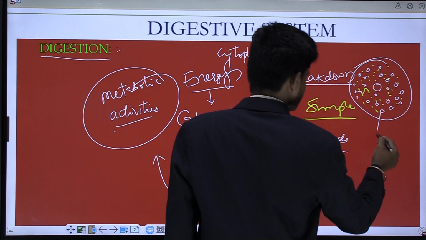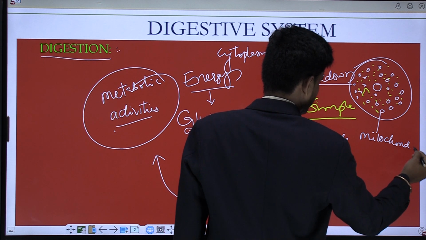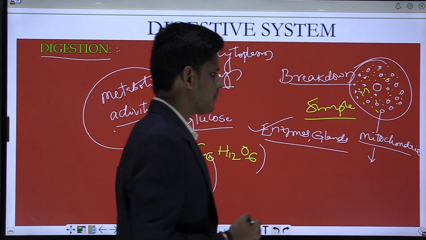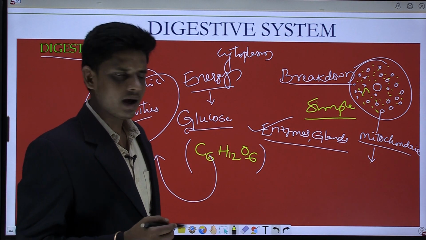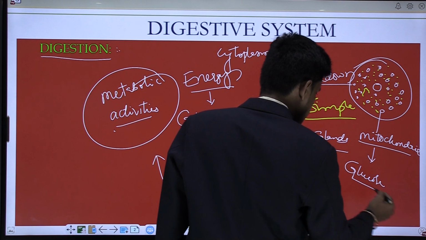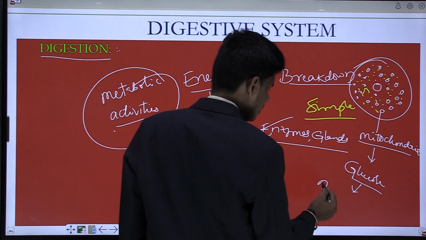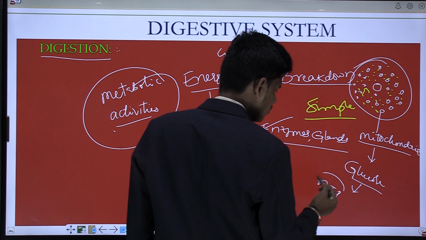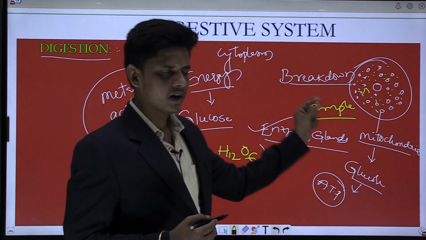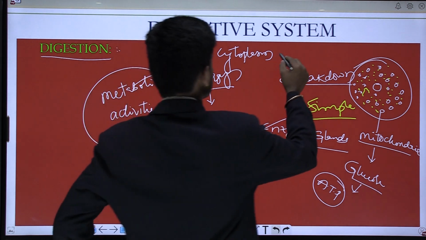Among the cell organelles, a particular organelle is called the mitochondria. This mitochondria stores glucose and supplies energy to every cell in the form of ATP, and it converts the glucose into ATP. So glucose is stored in the mitochondria and it is often called the powerhouse of the cell.